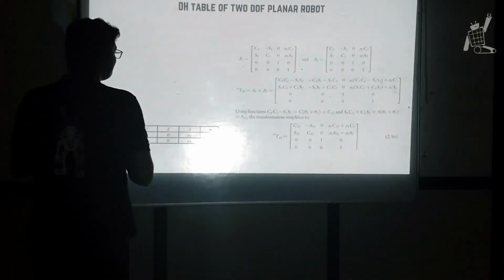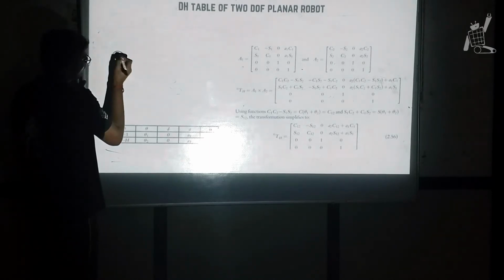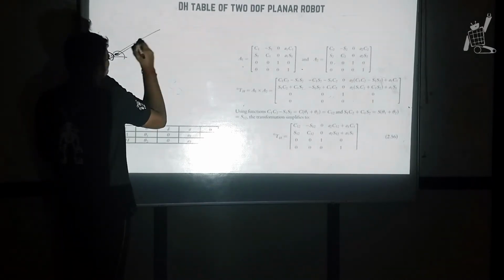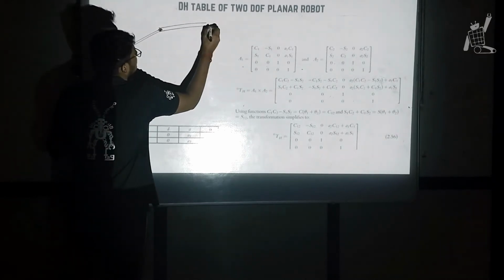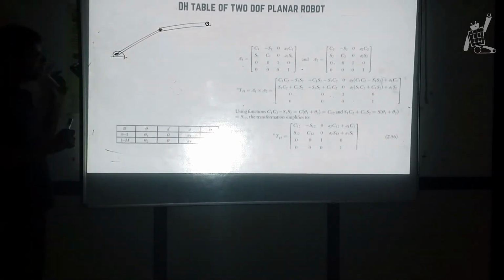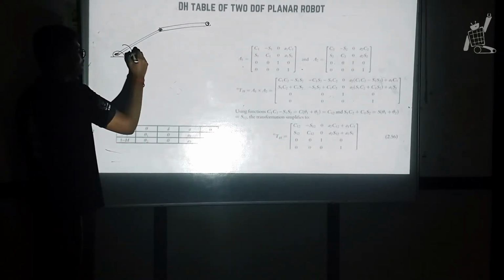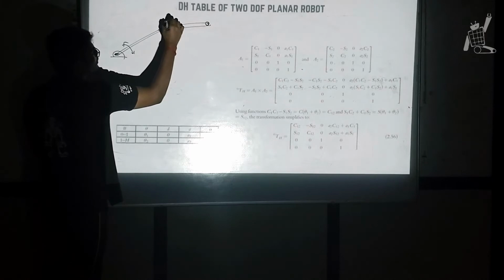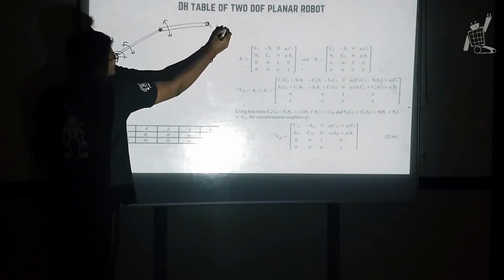Then we go with the example. So you can take a robot, a manipulator, a 2 degrees of freedom manipulator. The base of this can rotate like this, the next link can rotate like this, and this is the end of it.